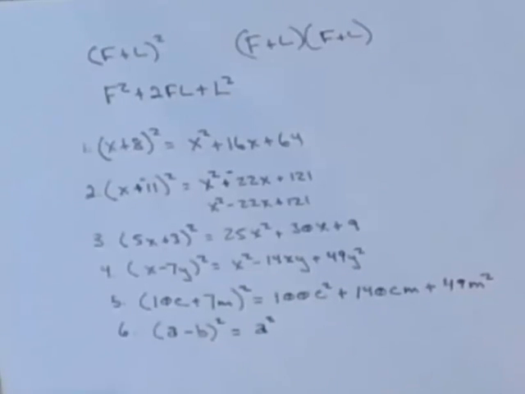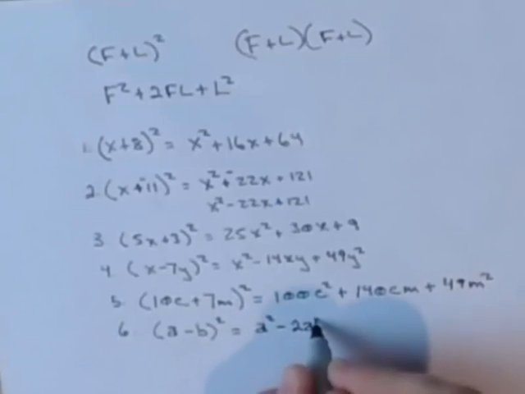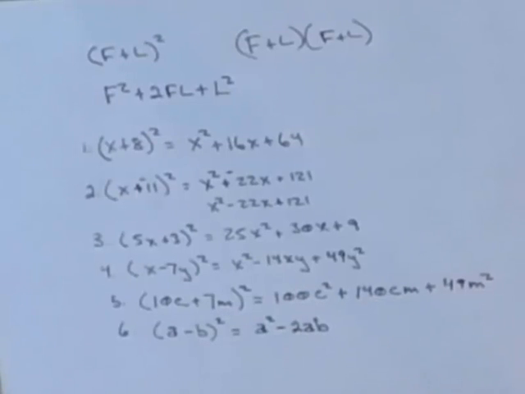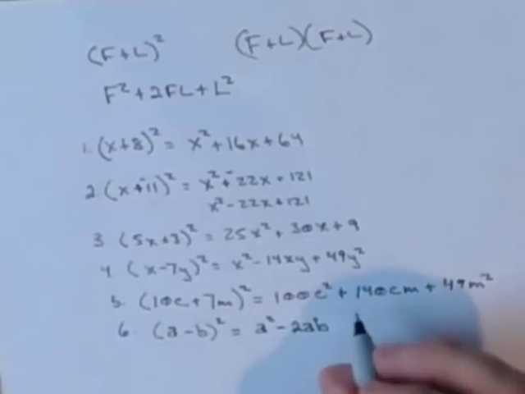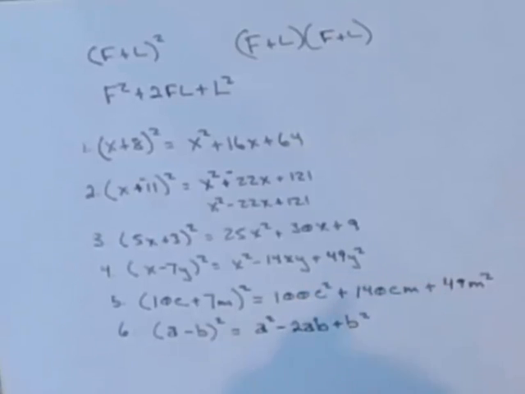Plus 2 times first, 2 times A, times B, which is, consider it negative B. 2 times A times B is minus 2AB. And then the last is negative B times negative B, or positive B squared. A squared minus 2AB plus B squared is the answer to number 6.